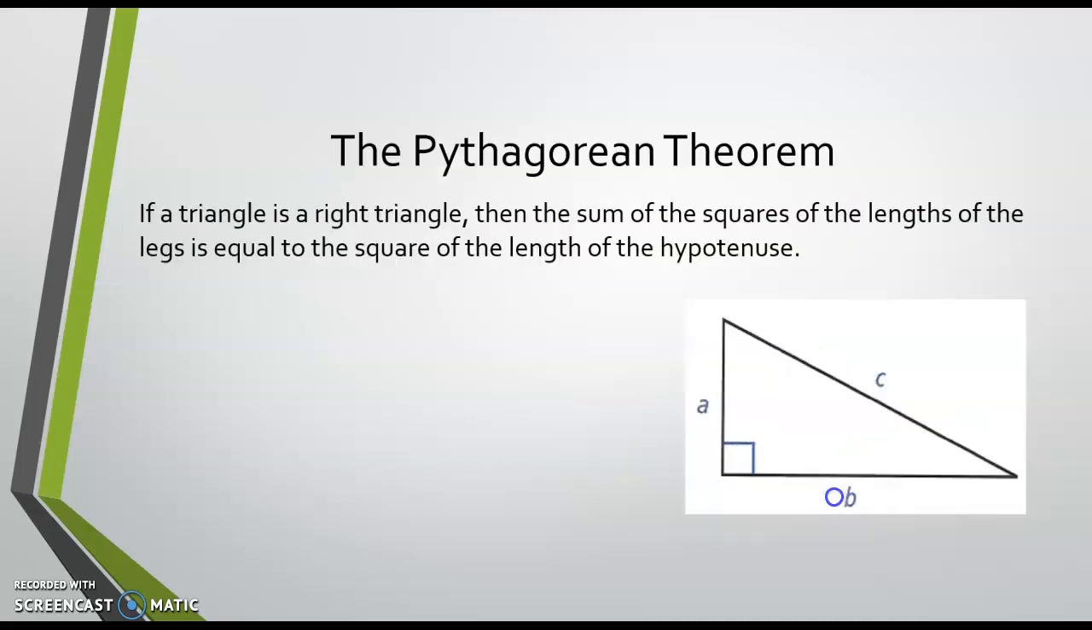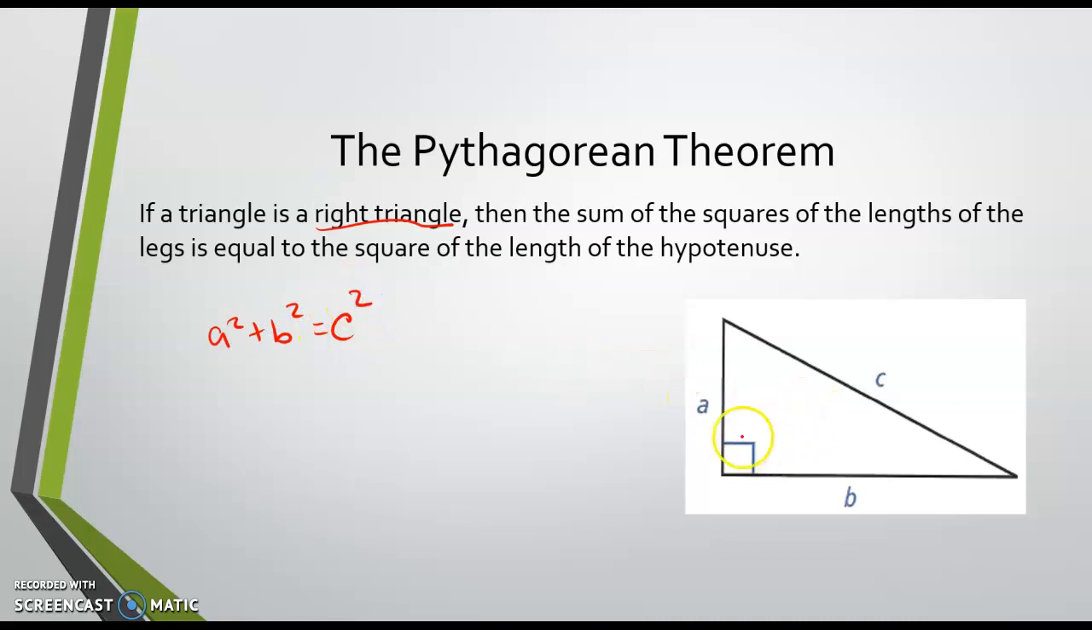Moving on to the Pythagorean theorem: if a triangle is a right triangle, and this is important, it has to be a right triangle for this to work, then the sum of the squares of the lengths of the legs is equal to the square of the length of the hypotenuse. And you're like, what? Simply put, my legs here are labeled A and B, so A squared plus B squared equals C squared.